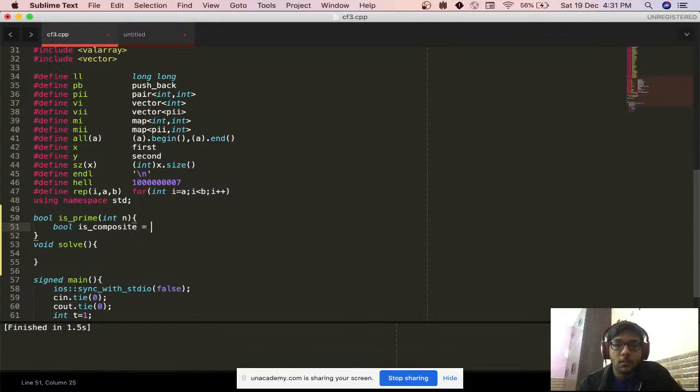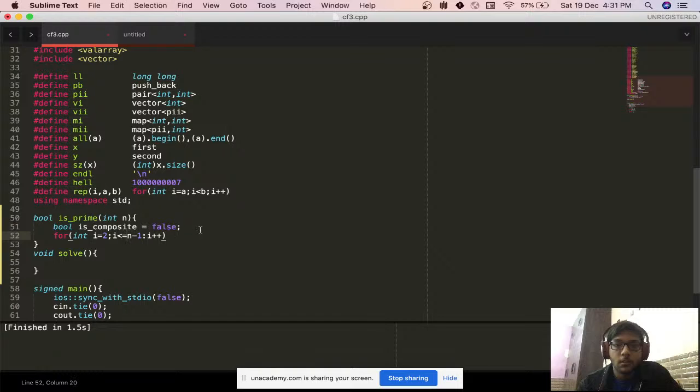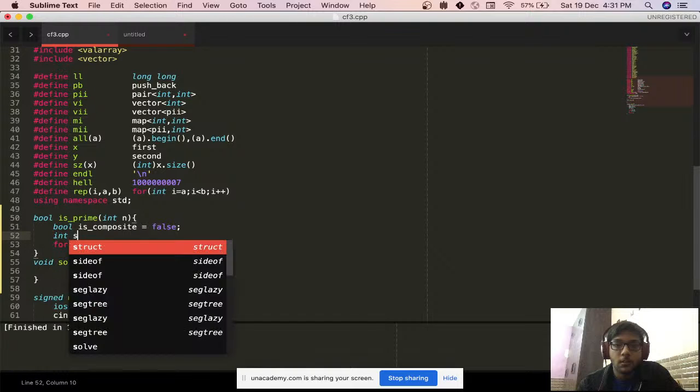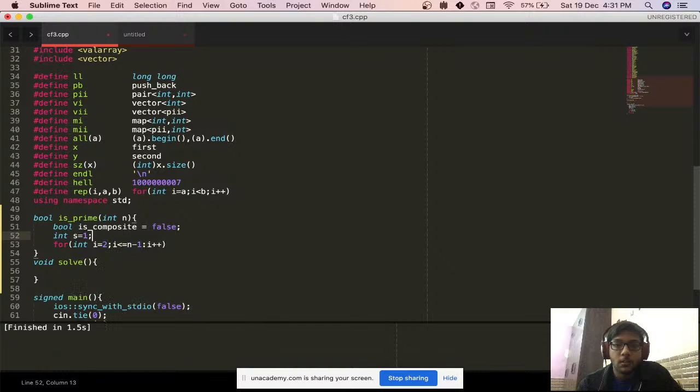Is composite. Currently we say that it is not composite because we did not find any number yet which divides n. Now I iterate from 2 to n minus 1. Oh, not n minus 1, it's square root of n. So let the square root be s, and I go up to s, i plus plus, and I simply check if n is divisible by this i.